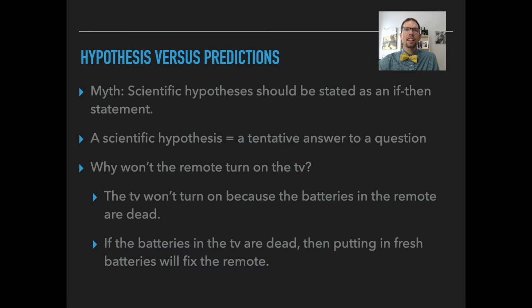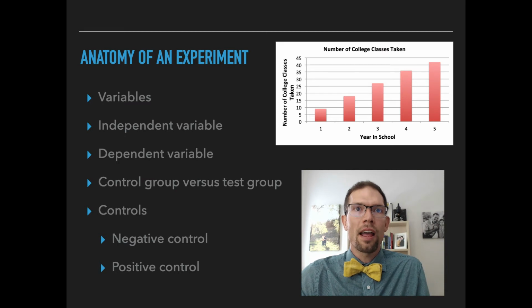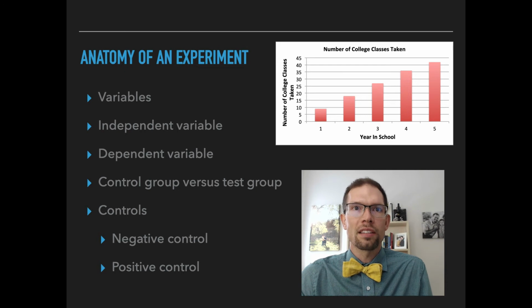All right, so let's get into the actual anatomy of an experiment. An experiment is essentially a way of controlling different variables such that you can figure out if one variable has an effect on a different variable. So variables are just potential things that could vary in an experiment. Ideally, you want to make it so that there is only one thing in each group that you are observing that is changing between them. And that thing that you change from group to group is your independent variable.